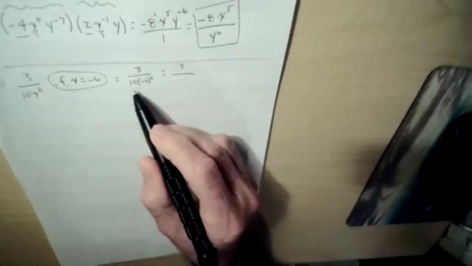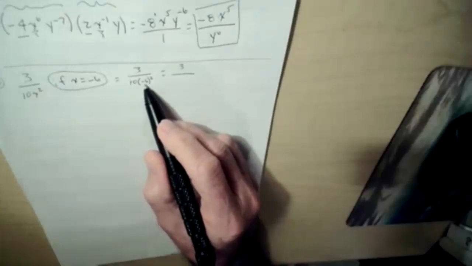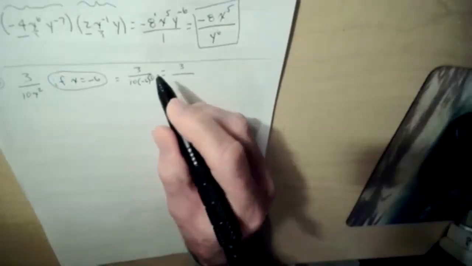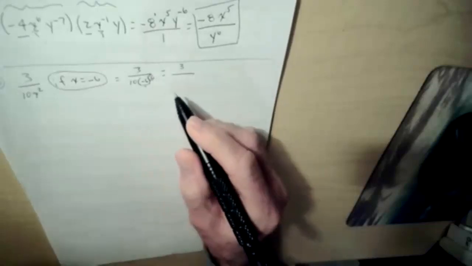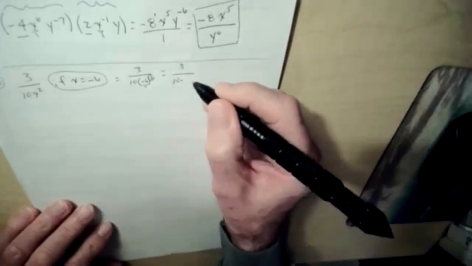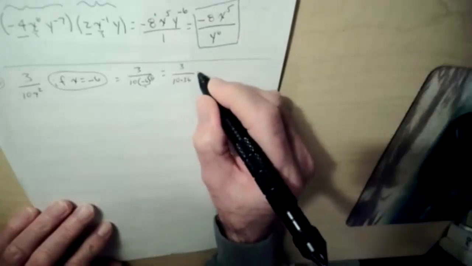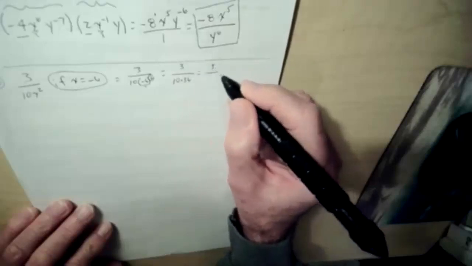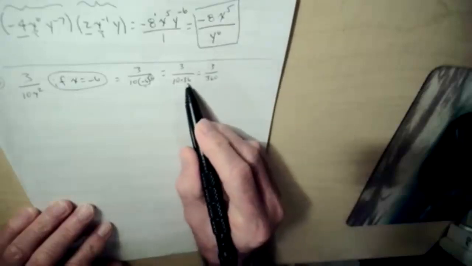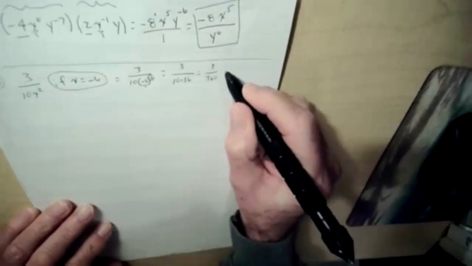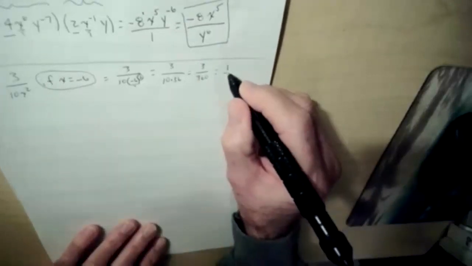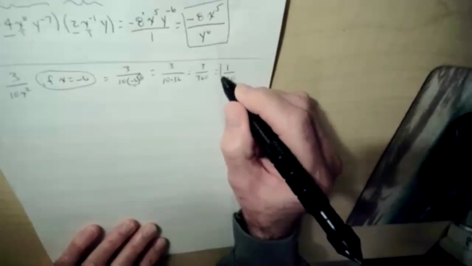That's 3. Now, do we have any parentheses? Yes, but there's nothing to do in here. Do we have an exponent? Yes, we do. This means to multiply the base number times itself twice. So it's going to be 10 times, what is it, 36? So this equals 3 over 360. 10 times 36 is 360. Now we can reduce this by 3. That's 1 over 120.